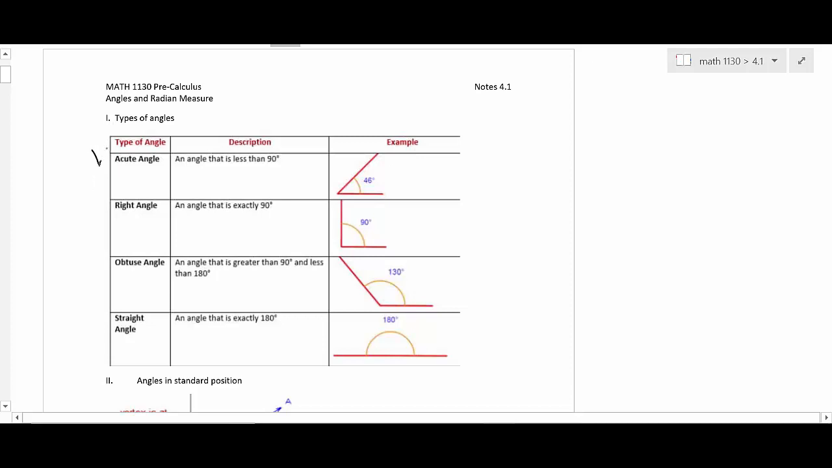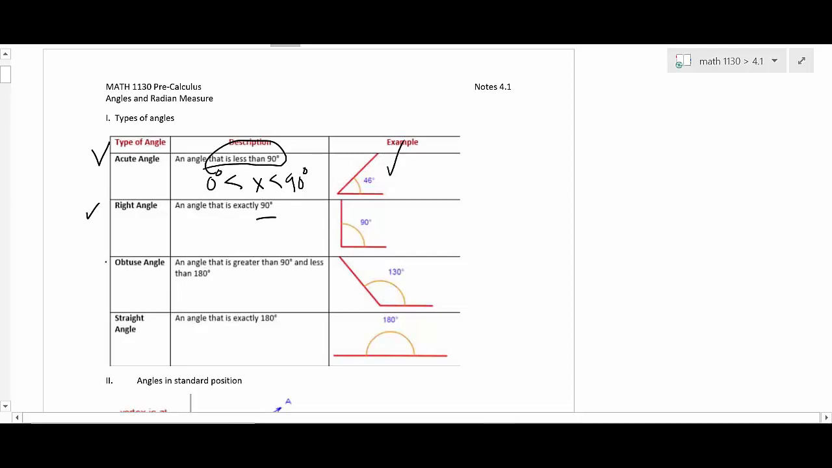So if you have an acute angle, that's just an angle that's strictly less than 90 degrees. So it's really between 0 and 90 degrees like that. So it's strictly less than, something like 46 degrees, okay? A right angle is exactly 90 degrees.